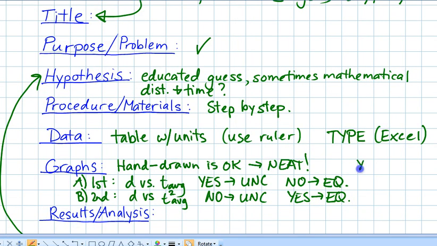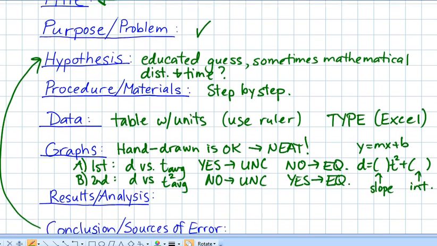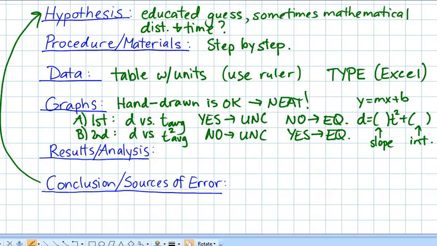Okay, so instead of y equals mx plus b, remember that we're going to write something like d equals something times t squared plus something. And this is the slope, and this is the intercept. And make sure you go back and look at how to analyze a graph video if you have questions about those parts. Okay, now in the results for this lab, I'm going to ask you to answer two things.